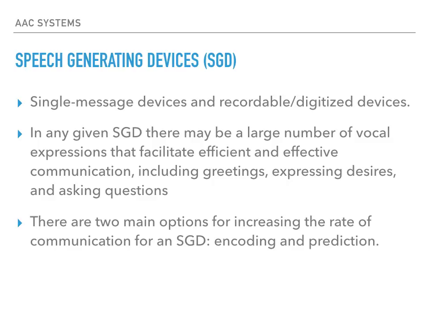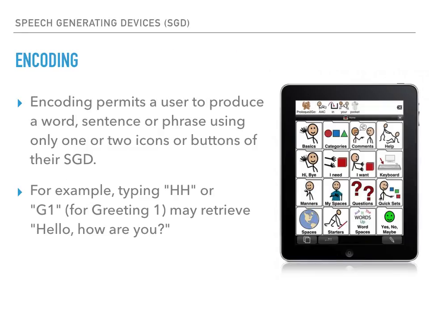Augmentative and alternative communication is typically much slower than speech, with users generating 8 to 10 words per minute. However, there are two main options for increasing the rate of communication for a speech generating device. These are encoding and prediction. Encoding permits a user to produce a word, sentence, or phrase using one or two icons or buttons of their SGD.